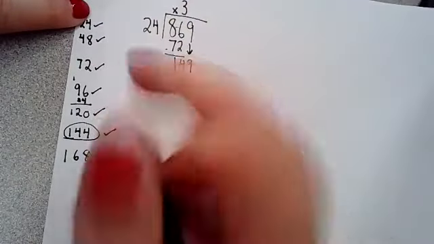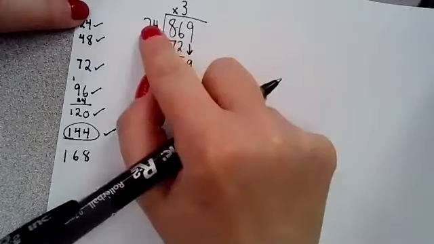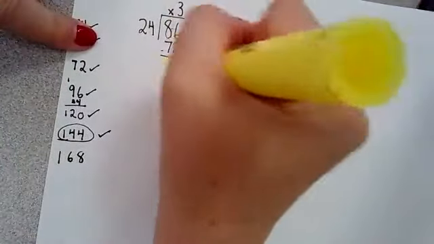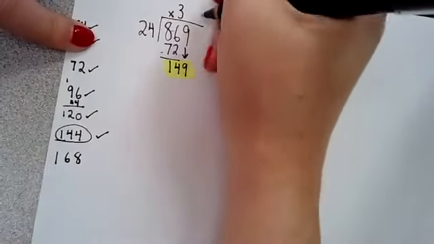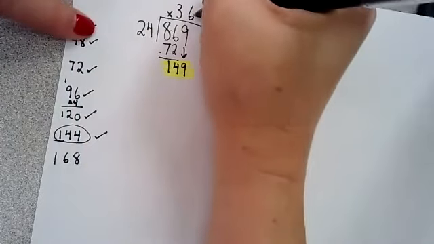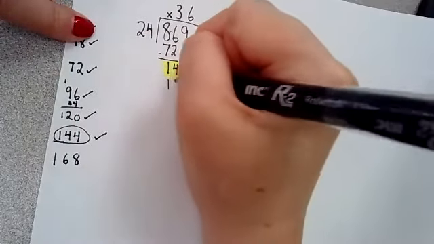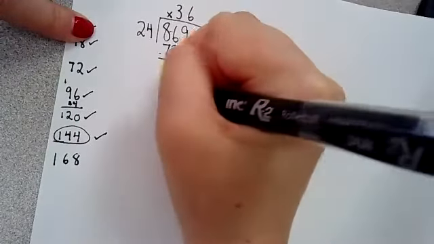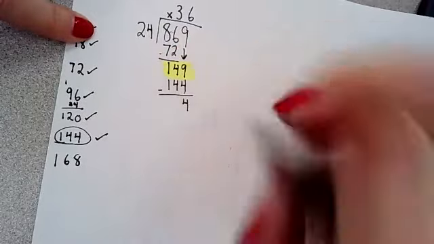So that is 1, 2, 3, 4, 5, 6 24s. So how many 24s are in 149? There are 6. 6 times 24 is 144 with 4 left over.